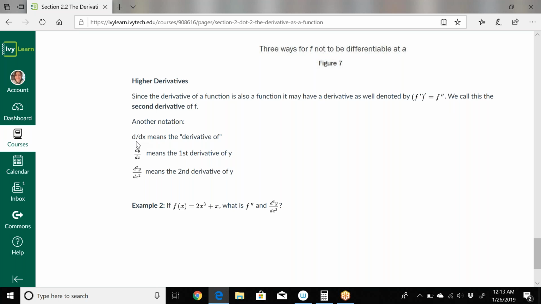Another notation, remember we were taking the derivative with respect to x. This says dy dx, that means the first derivative of y, with respect to x. And notice this squares both the d and the dx, because remember that's the derivative operator. This means we're taking the second derivative, or two derivatives, of the original function y.